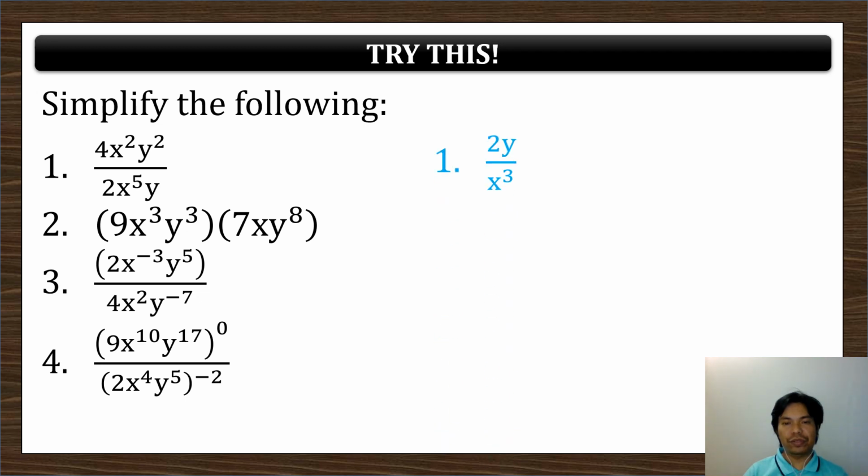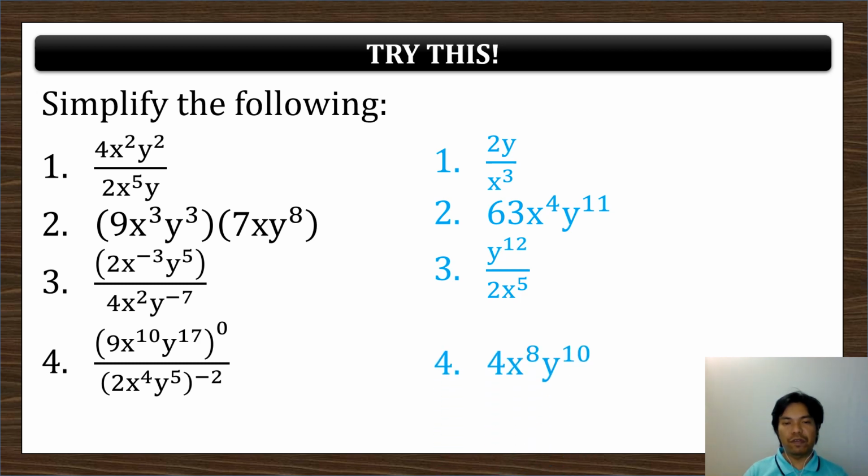For number 1, the answer is 2y over x cubed. For number 2, the answer is 63x raised to 4y raised to 11. For number 3, the answer is y raised to 12 over 2x raised to 5. And for number 4, the answer is 4x raised to 8, y raised to 10.